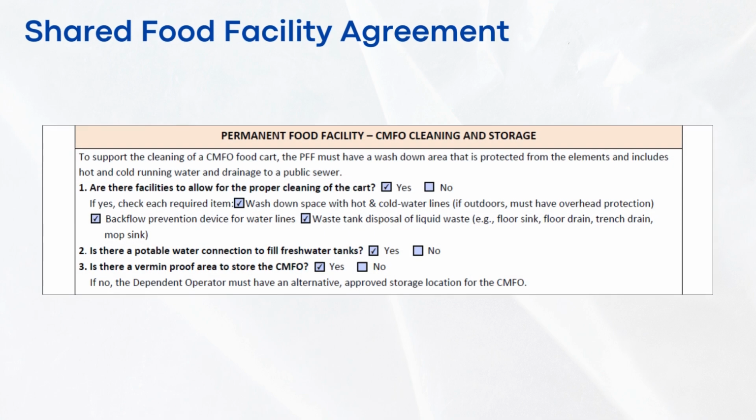We will move on to the Permanent Food Facility CMFO Cleaning and Storage section. Choose a yes or no option for question 1. Are there facilities to allow for the proper cleaning of the cart? If yes, check each required item. Choose a yes or no response for question 2. Is there a potable water connection to fill freshwater tanks? And then choose a yes or no response for question number 3. Is there a vermin-proof area to store the CMFO?